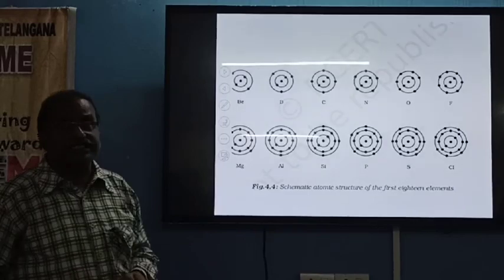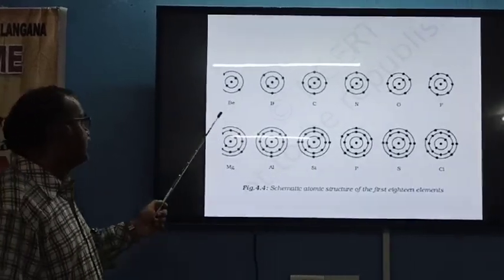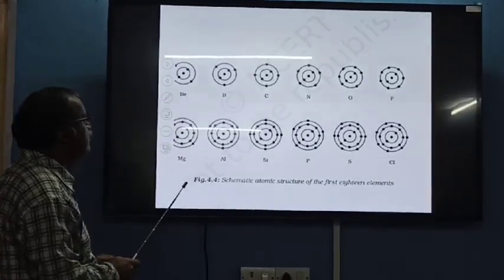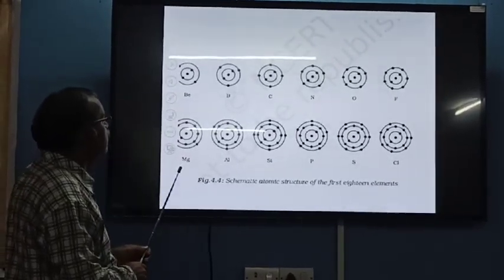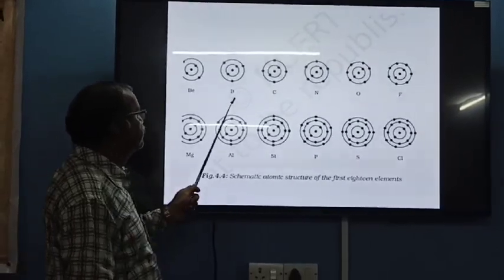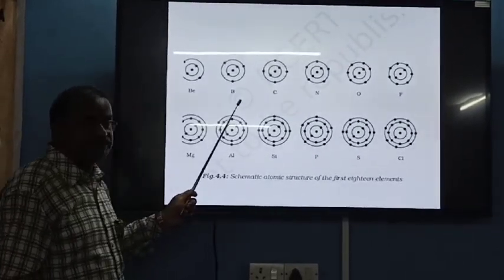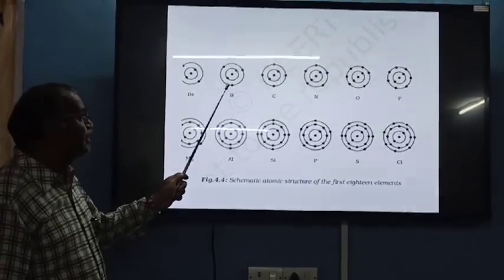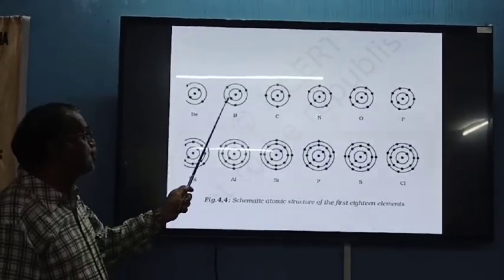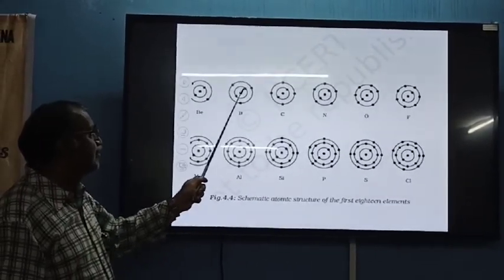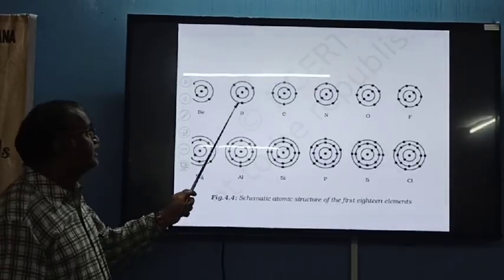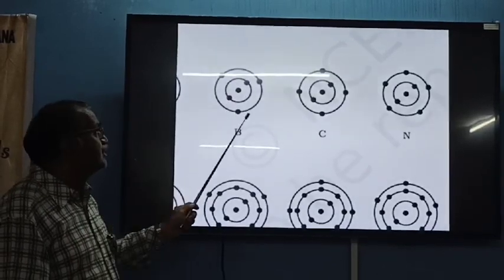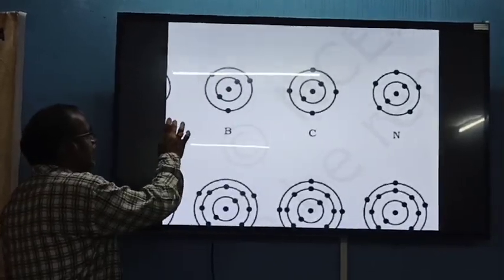See now, based on that, if you observe the arrangement, first one is boron. Boron has a nucleus, and boron has 5 electrons. So 2 in the first shell, and 3 in the next, because the first shell capacity is only 2. We cannot arrange more than 2 there. And the next shell capacity is 8.